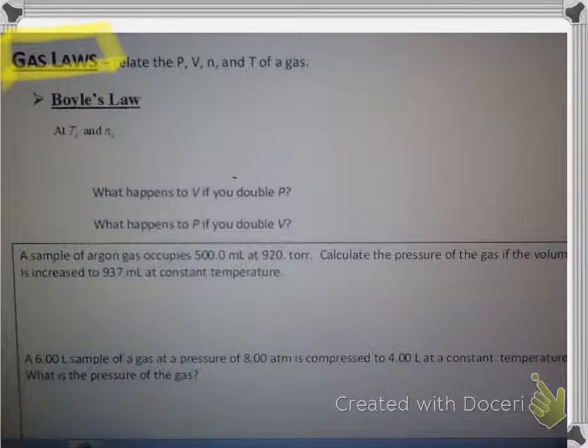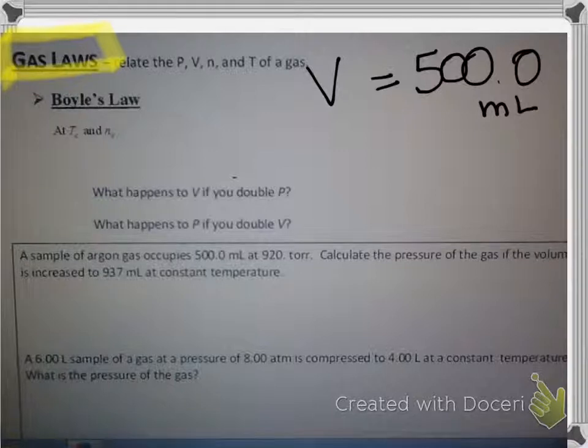And for the gas law problems, I like to make a list of all of the variables that I'm given and what I need to find. So as I read, I'm going to make a list. It says a sample of argon gas. So, by the way, we know we're looking at a gas, so we're probably in our gas laws chapter. Occupies 500 milliliters. 500 milliliters is a volume unit. So I've got a volume of 500 milliliters.